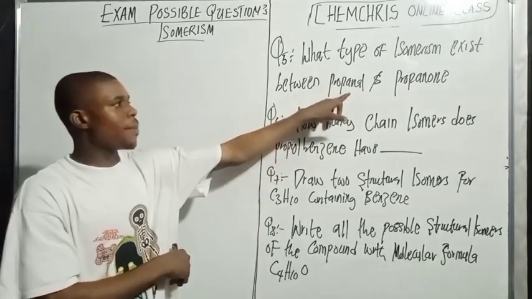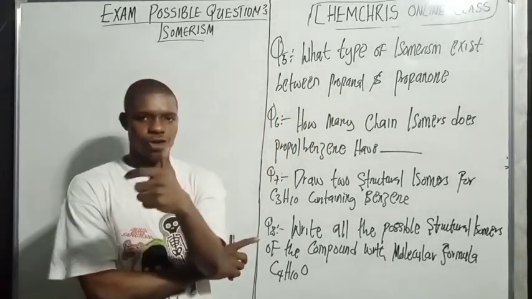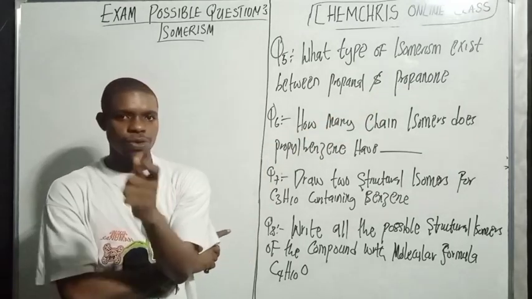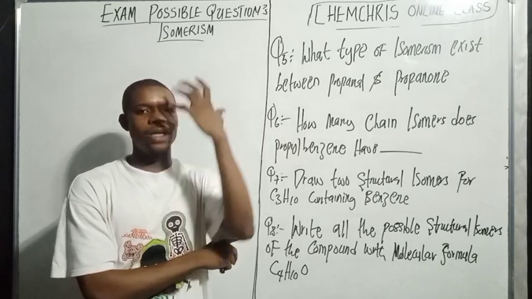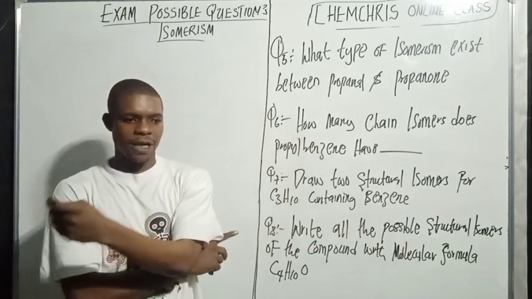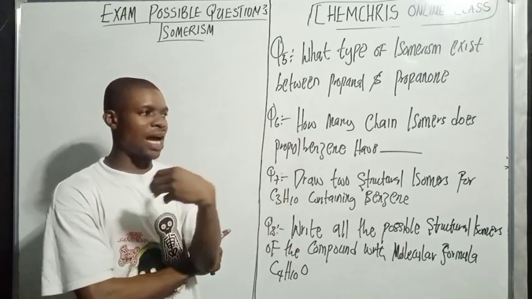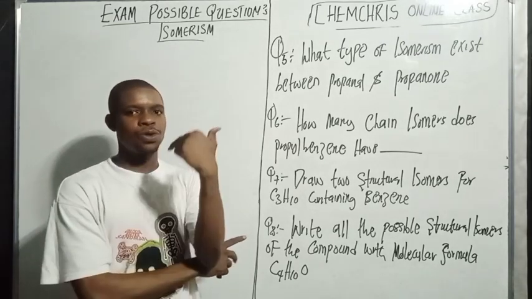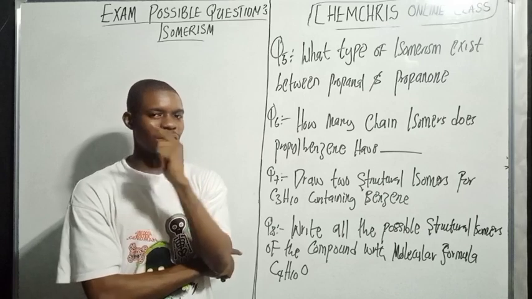You understand? Propanol has an alcohol functional group, while propanone has a ketone functional group. You have to understand what is an alcohol and what is a ketone. If you still have issues with that, I've done a complete class on propanol and propanone. You can see it in the description below. That will help you a lot.